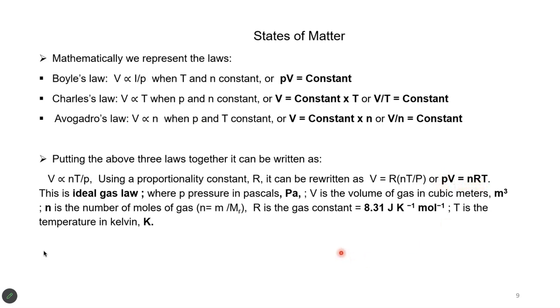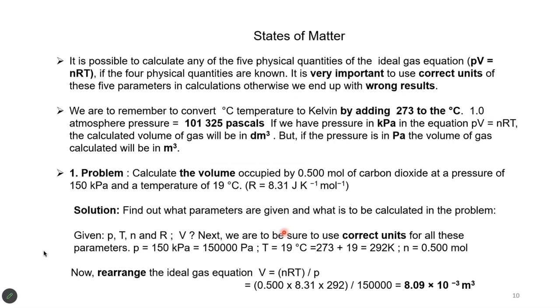So remember that when we solve any problem on ideal gas, we have to write the units of the different parameters precisely. If we do not consider the units of the parameters properly, our calculation will be wrong. That's what we have to remember always.